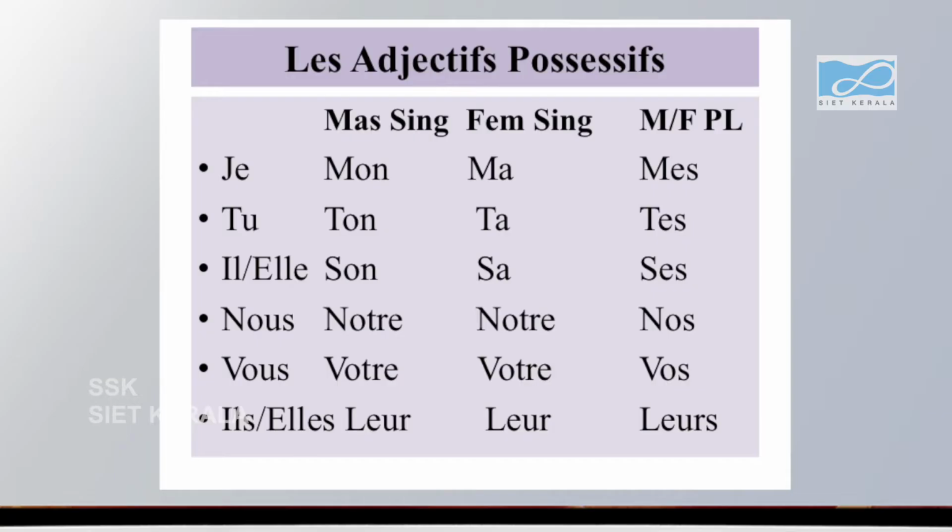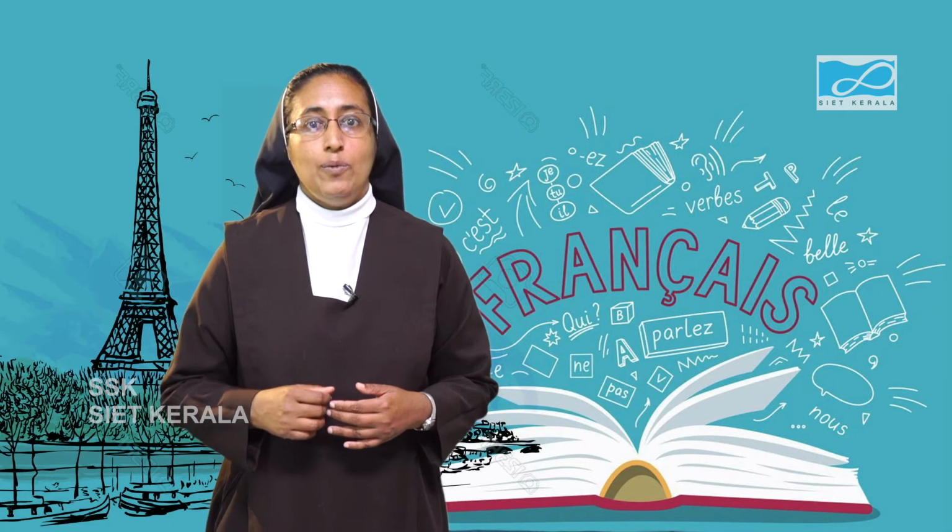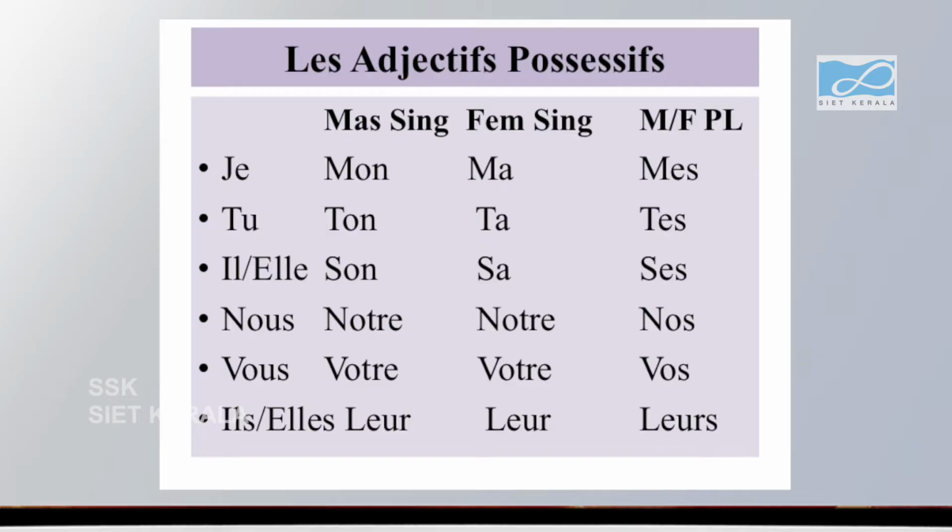So we have masculine singular is mon, which corresponds to je. Like you want to say my father, it becomes mon père. You want to say my pen, it becomes mon stylo. If it is feminine singular, if the noun that you are referring to, what you are possessing, is feminine, it becomes ma. If it is plural, it changes into mes. So mon, ma and mes, all three words convey the same meaning, my. You have to learn three words, and that corresponds to the subject je.